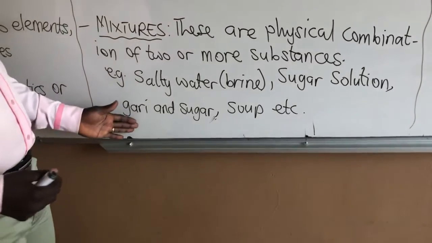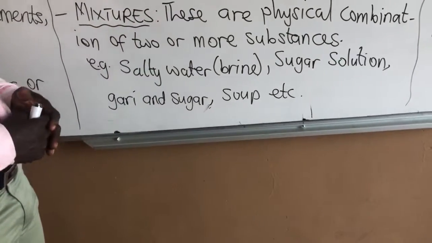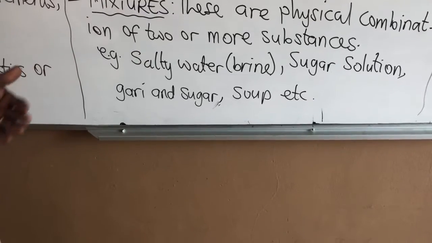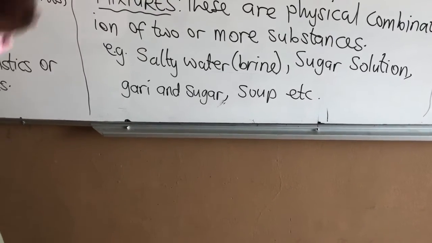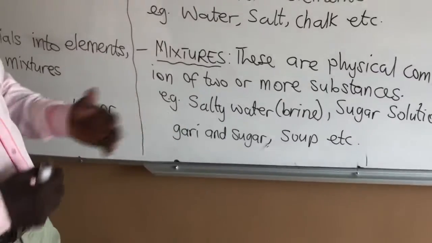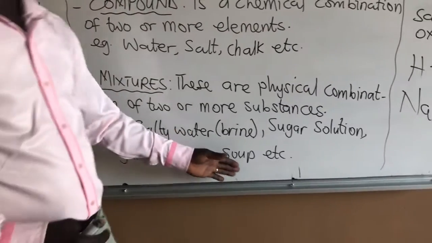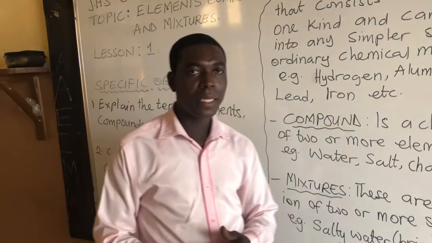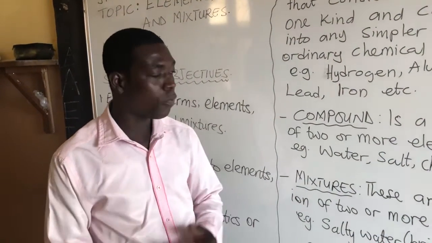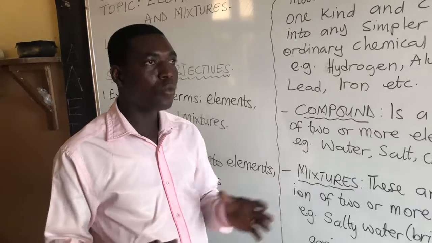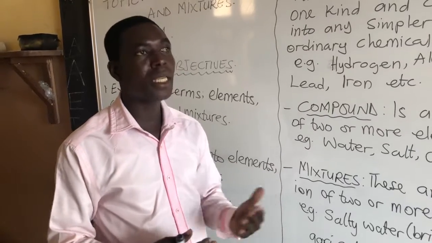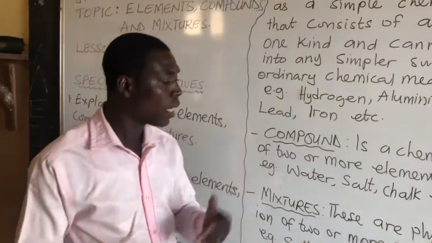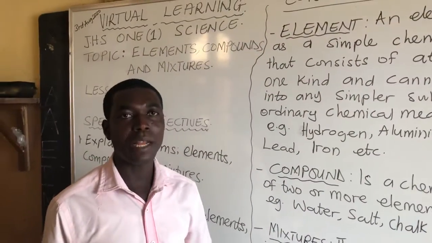You also have gari and sugar. When you mix them together, you get a mixture. Gari and sugar, for example, when you want to prepare soakings, that is what? A mixture. You also have soup. Soup is made up of various cooking ingredients which come together to form soup, and that one too is a mixture. You can mention the components that constitute soup depending on how mommy prepares it at home.